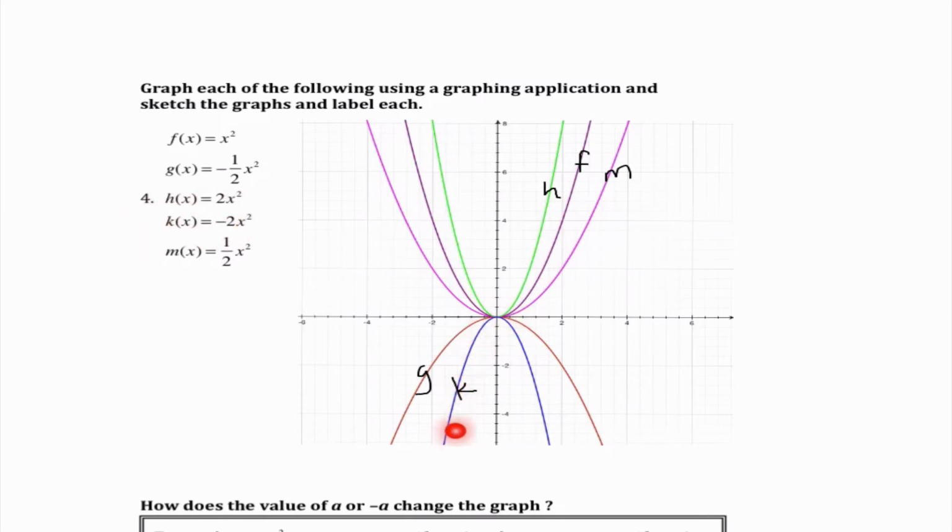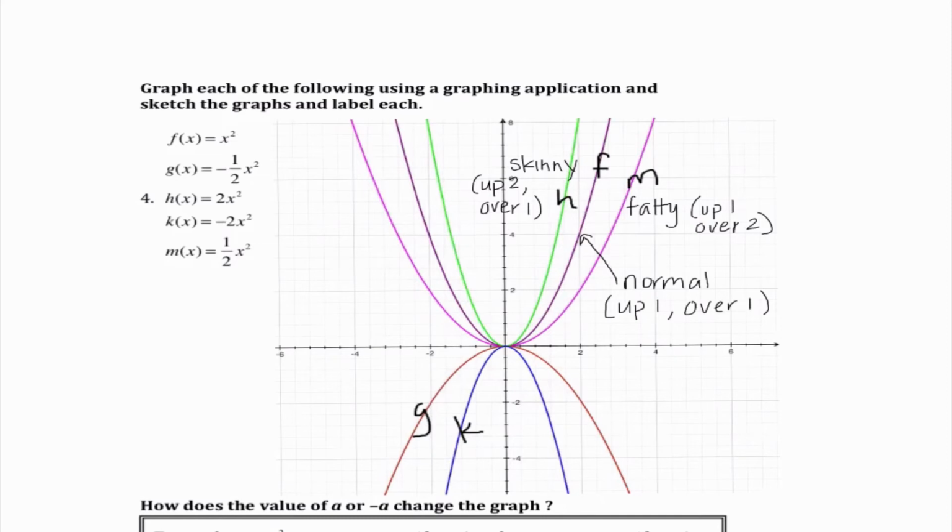K, once again, is skinny, but it's going down. And then M looks a little bit fatter. Today we are just sketching these graphs, so it's good for us to remember that for a normal graph, we're going to go up 1 and over 1. If something is fatter or wider, since this is a sketch, we can do the same thing every single time, regardless of what the coefficient is. So a good way to do that is just to go up 1 and over 2. Lastly, here's one that's skinnier. So since we're sketching it, I'm going to go up 2 and over 1.